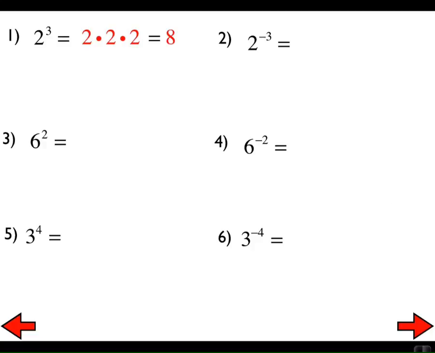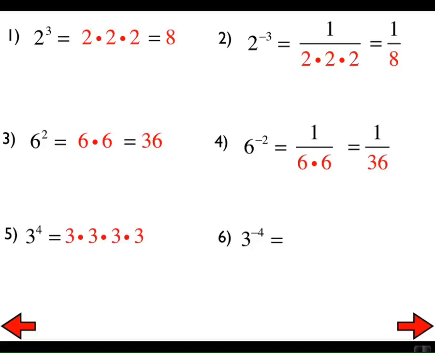36. Perfect. For number 4, what did you get? 1/36. Good. What did you get for number 5? 81. What did you get for number 6? 1/81. So go ahead and double check to make sure that your answers match mine. Okay. Are there any questions? Does anyone need me to go over some of the problems?